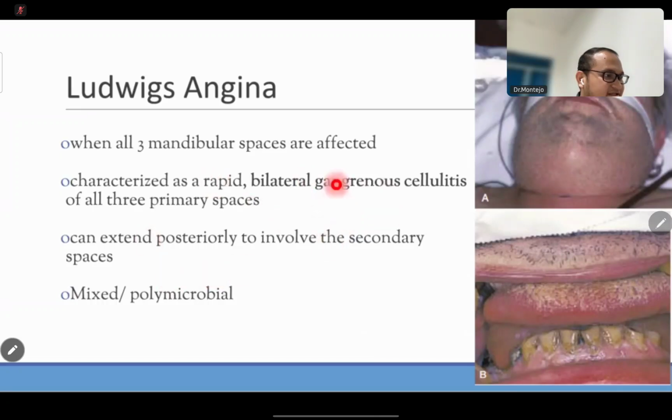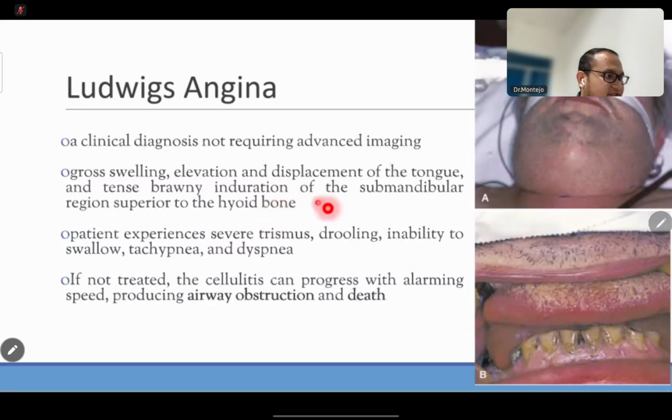However, this is still an emergency because it can extend posteriorly to the deep neck spaces, and it's also mixed and polymicrobial. You need to detect it ASAP to have urgent intervention because it can cause airway obstruction, and it can lead to death.